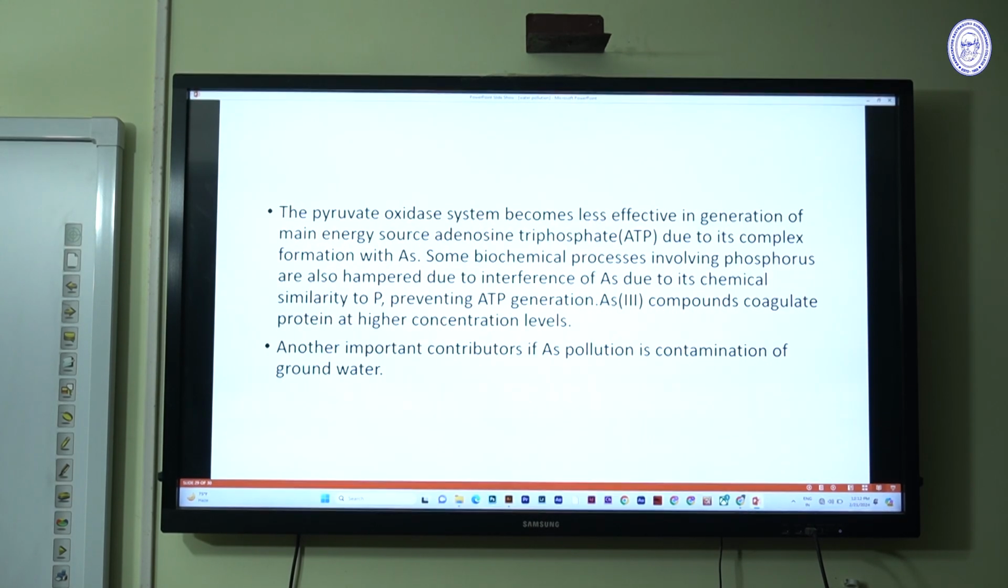The pyruvate oxidase system becomes less effective in generation of the main energy source, adenosine triphosphate, ATP, due to its complex formation with arsenic. Some biochemical processes involving phosphorus are also hampered due to the interference of arsenic, due to its chemical similarity to phosphorus.